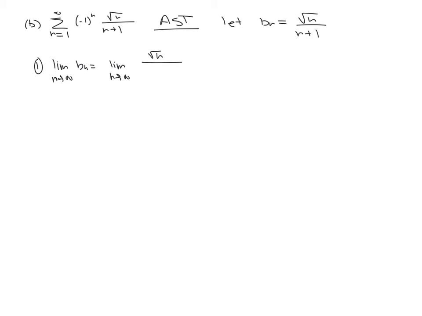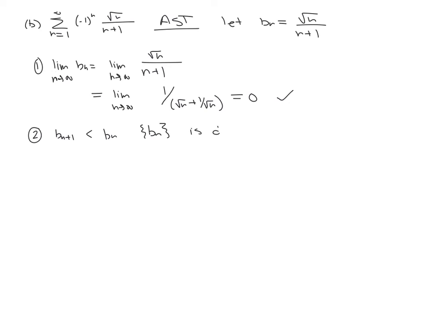So we have root n over n plus 1. Well, if we divide everybody by root n, we have 1 over root n plus 1 over root n, which is definitely 0. So check that condition off. And the next thing you need to show is that b sub n plus 1 is less than b_n. In other words, this is showing that the sequence of b sub n's is decreasing. And you can't just state that it is so, you have to actually prove it.